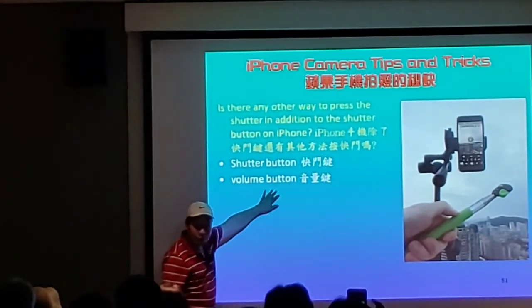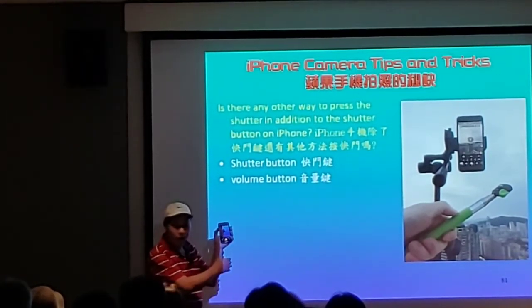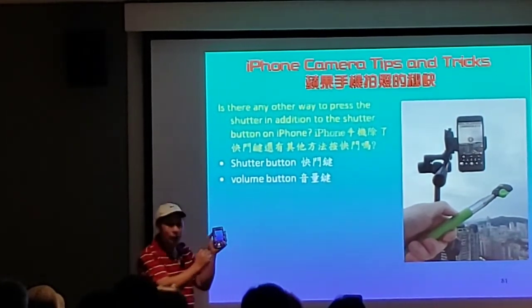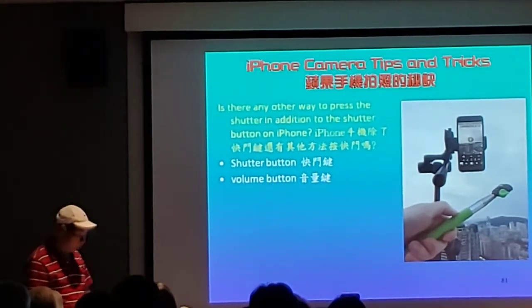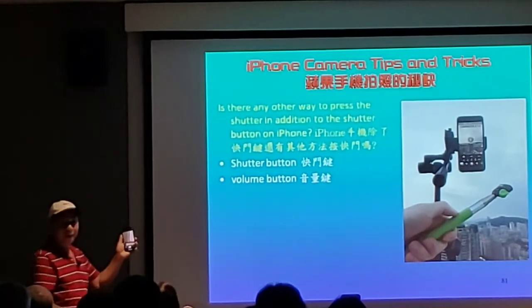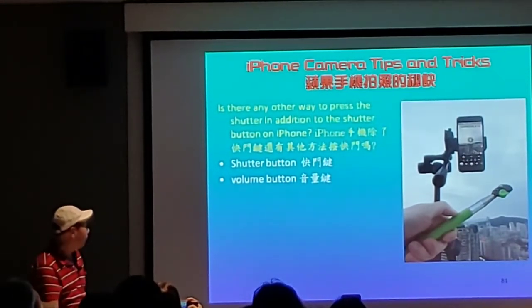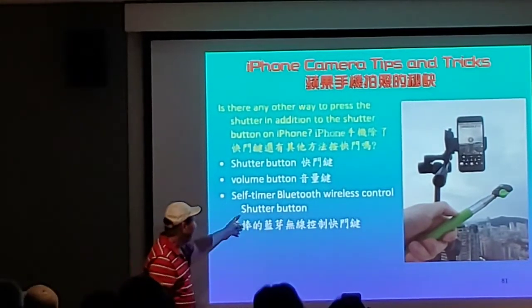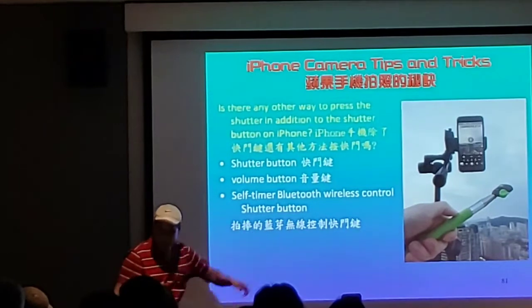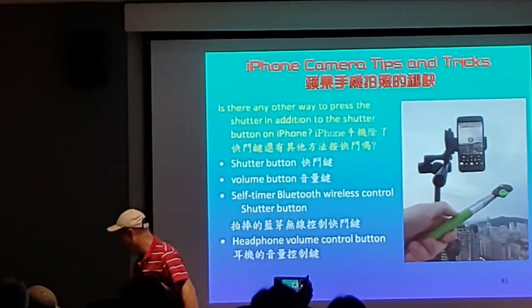Your volume button is on the left-hand side. Both the up and the down do the same thing. You press it, you take a picture. So you don't have to always press the release button, the shutter button. There's more.